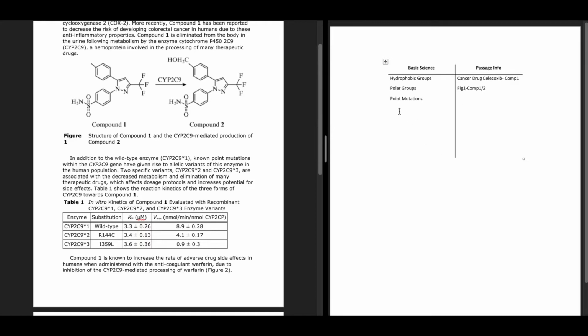Anyway, two specific variants, CYP2C9*2 and CYP2C9*3, are associated with decreased metabolism and elimination of many therapeutic drugs, which affects dosage protocols and increases potential for side effects. Table 1 shows the reaction kinetics of 3 forms of CYP2C9 towards compound 1. So again, here they're giving some results, and what they're studying is these mutations. Basically, the result is mutations equal decreased efficacy. So I'm going to make that mental note.